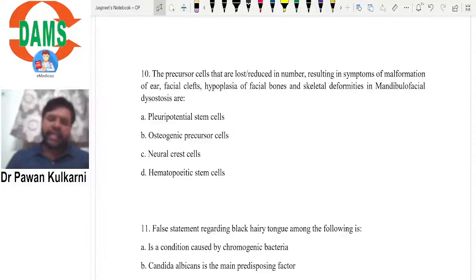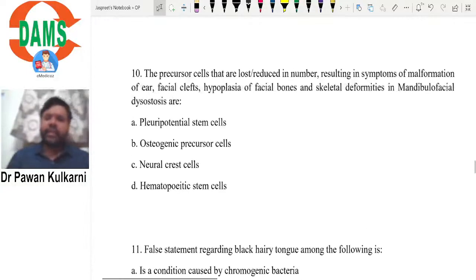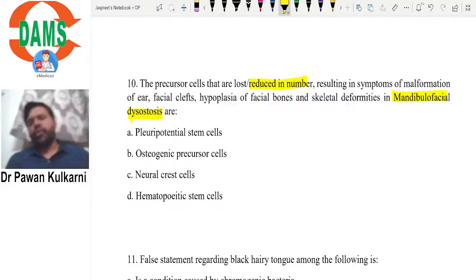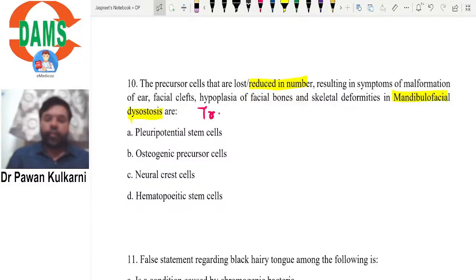Moving on to the 10th question here. The precursor cells that are lost or reduced in number, resulting in symptoms of malformation of ear, facial clefts, hypoplasia of the facial bones, and skeletal deformities in mandibulofacial dysostosis, are. So the question here is simple. What is mandibulofacial dysostosis? It's also called Treacher-Collins syndrome.